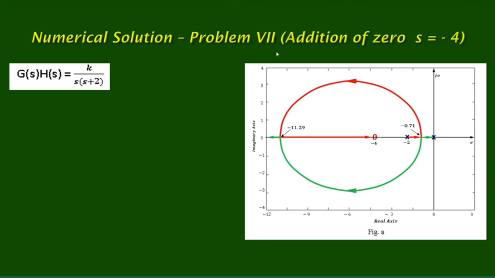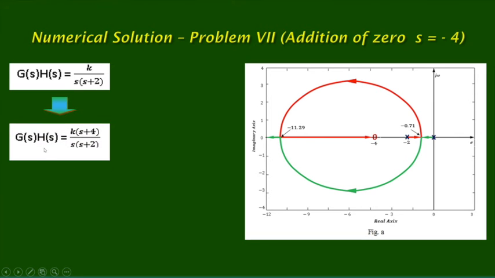Numerical solution problem 7. Addition of a zero. That means s equal to minus 4. If we consider the example G(s)H(s) equal to K divided by s into (s + 2), and a zero is added to the system, then the system is G(s)H(s) equal to K into (s + 4) divided by s into (s + 2). That means there are two poles: one is s equal to 0, another is s equal to minus 2, and the zero is at s equal to minus 4.